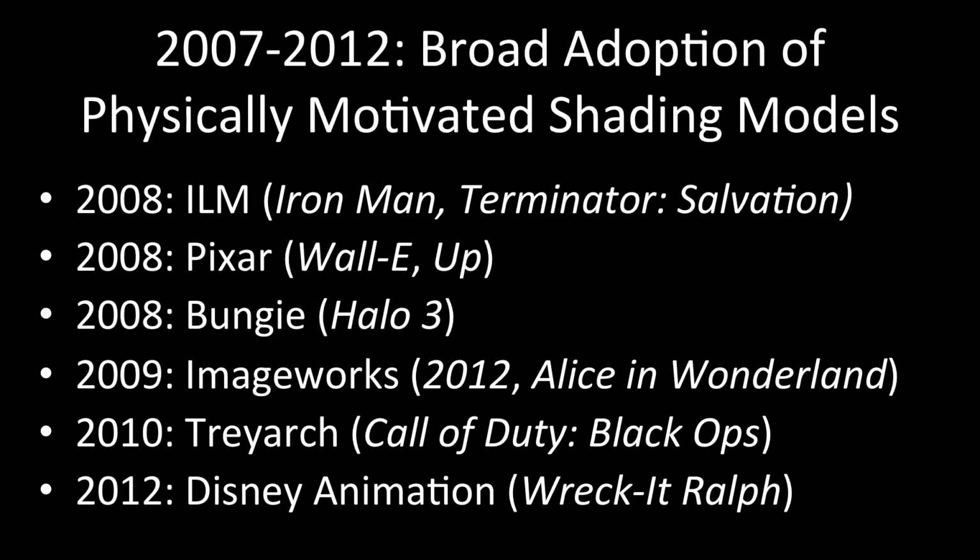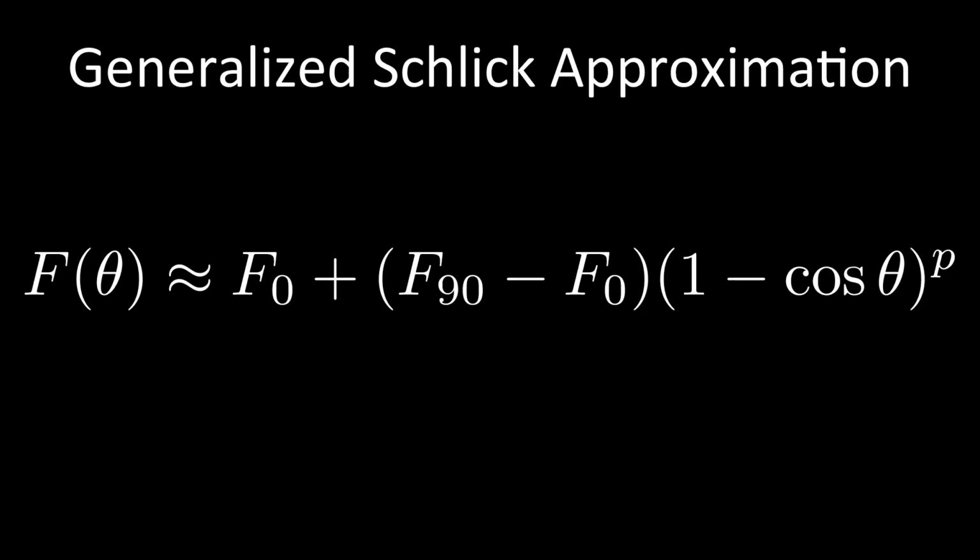2007 was the beginning of the first wave of significant adoption of physically motivated models in film and game production. The SIGGRAPH 2012 publication of the Disney principled shading model, first used in Wreck-It Ralph, was hugely influential and to my mind marked the end of the first wave. Note that all of these shows and games used the Schlick approximation. To be more precise, most used it as originally published, but some used a generalized form of the Schlick approximation that added 2 parameters, a 90-degree color f90 and a Fresnel power p.